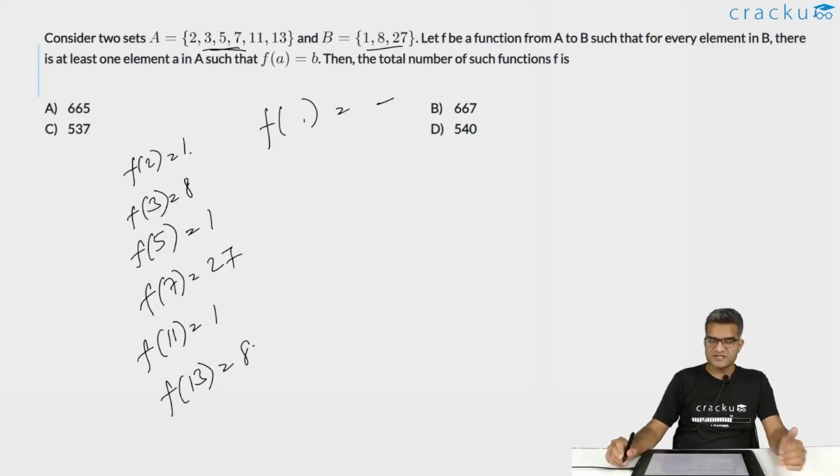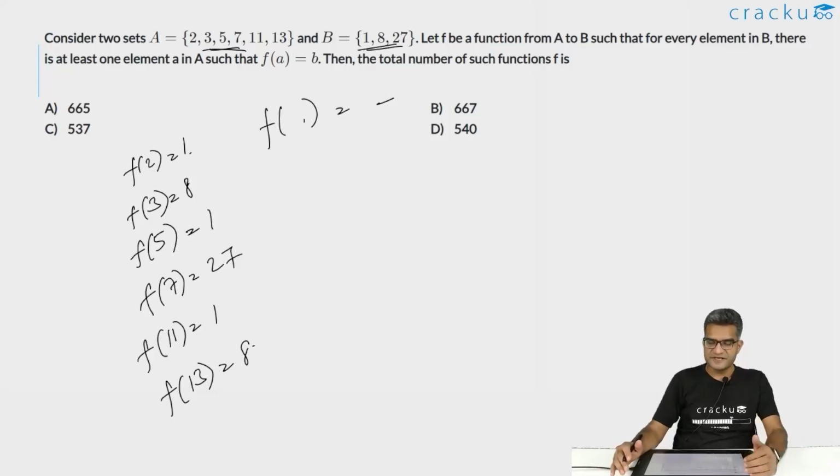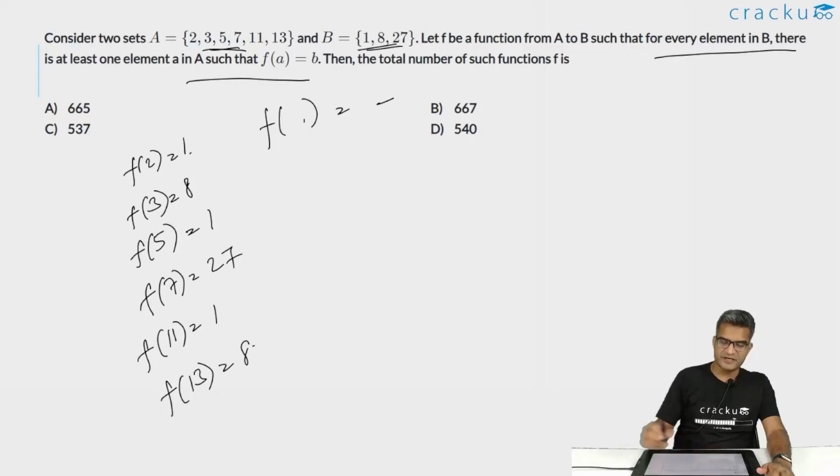The restriction over here is that every element of B should have at least one element in A such that f of A is equal to B. If this restriction was not there, suppose this restriction that every element in B should have at least one element in A is not there, then the answer would be very simple.